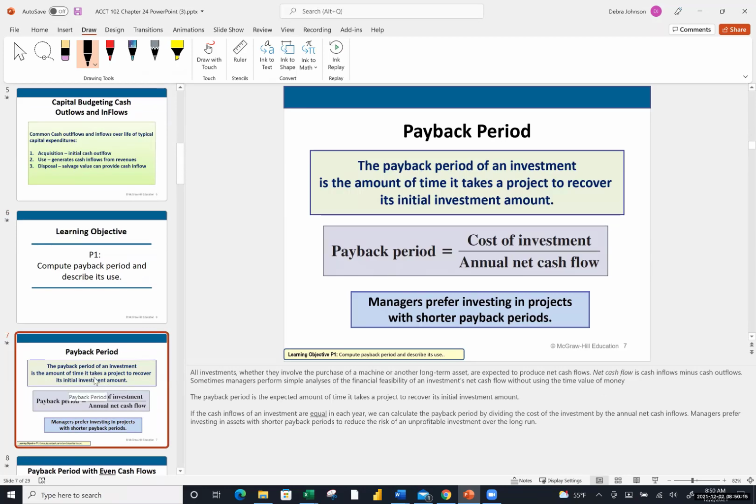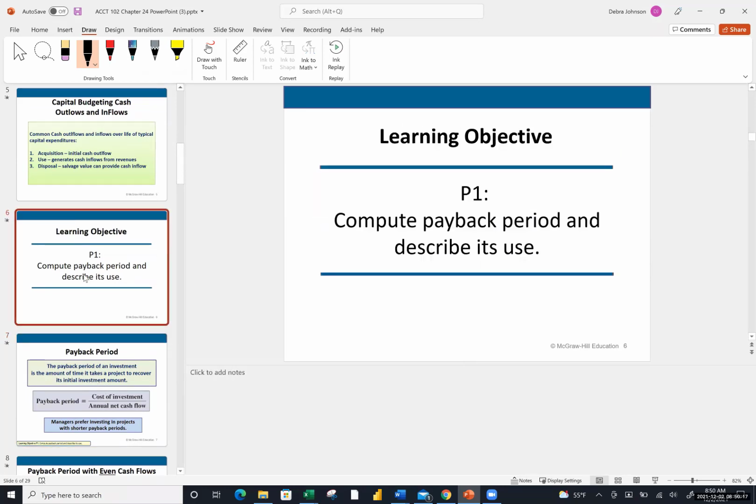So again, we're going to be looking at 4 methods. 2 are non-time value methods and 2 are time value methods. Okay, the first 2, the non-present value, we're not looking at the time value of money, is called the cash payback. And you'll notice the author calls it payback.